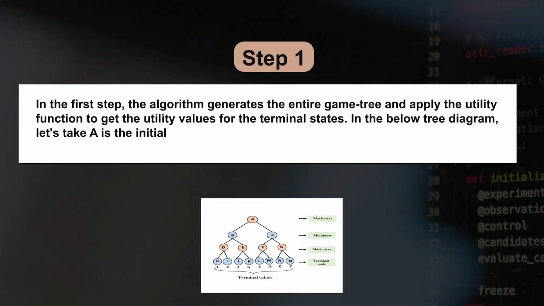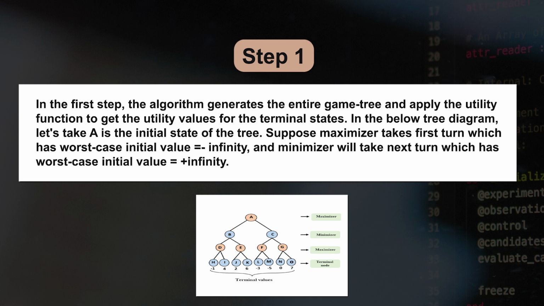Step 1. In the first step, the algorithm generates the entire game tree and applies the utility function to get the utility values for the terminal states. In the below tree diagram, let's take A as the initial node of the tree. Suppose maximizer takes the first turn, which has the worst case initial value minus infinity, and minimizer will take the next turn, which has the worst case initial value plus infinity.